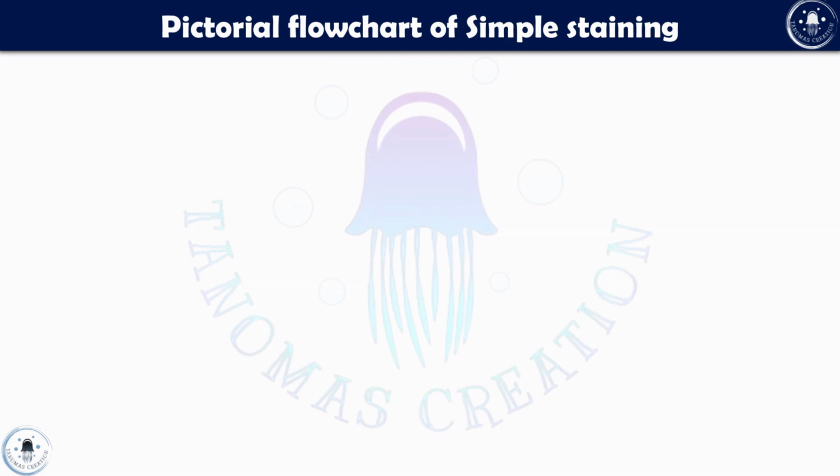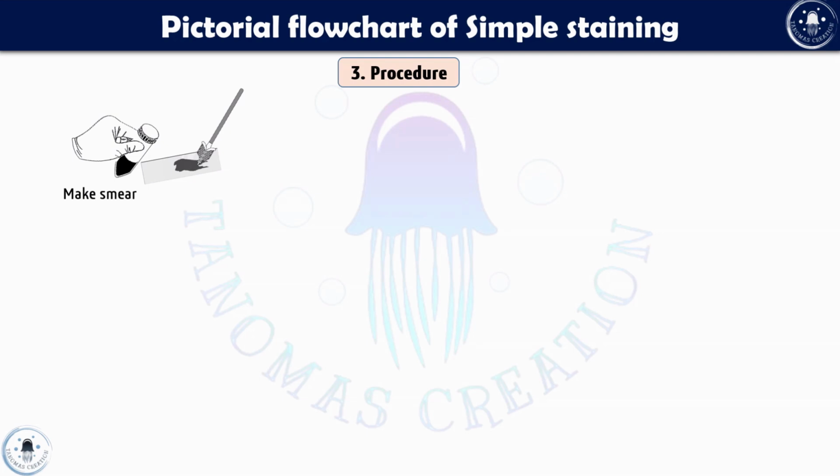Now, coming to the procedure. This is the pictorial flowchart of simple staining. First, you make a smear on the glass slide. Remember, we have already talked in our previous staining videos that before making the smear, you need to wash your slide first and make it grease free, so that when you make a smear, it doesn't get damaged or distorted in shape. You need to have a proper shape to visualize in the microscope.